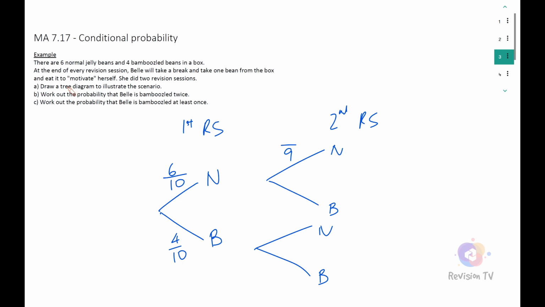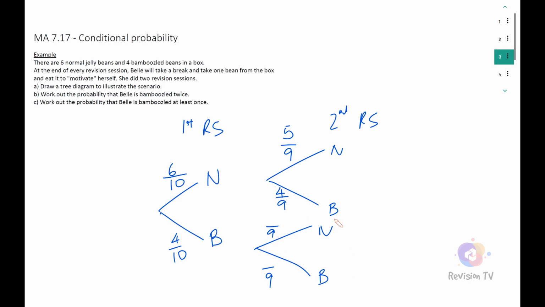What I would suggest you do is straight away make the denominators all out of 9 first. Then you can think about scenario by scenario. Now, the first time she got a normal one. That means the second time it will be one less normal, so it will be 5 out of 9. If the first time she got a normal, the bamboozled still have 4 in the box. So the second time when she picks, there are still 4 bamboozled in there.